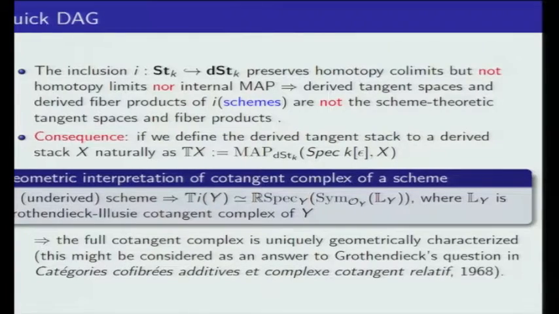It's a good thing because, for example, we can have a geometric interpretation of the cotangent complex in the following sense. If you start, for example, with Y, which is a usual scheme, then you view it via the functor I as a derived stack. So you take I of Y, and you take the usual definition of tangent stack, R Spec, the maps from Spec of k[epsilon] to I of Y. And then you prove that this is the same thing as the derived spectrum of the symmetric algebra on the cotangent complex.